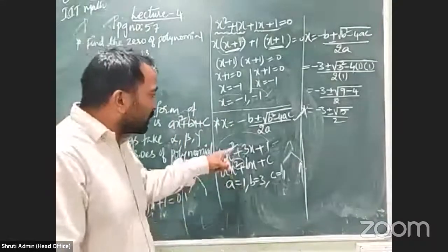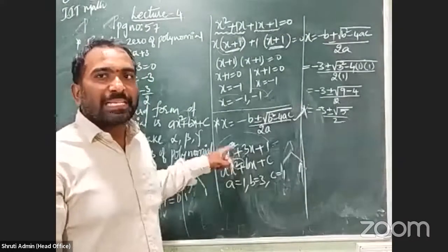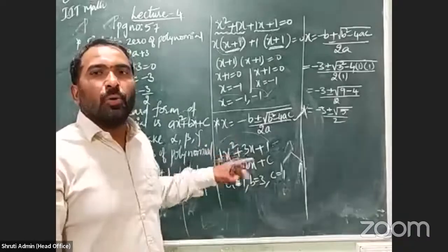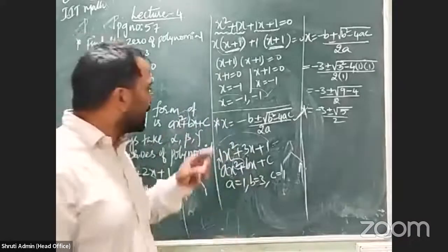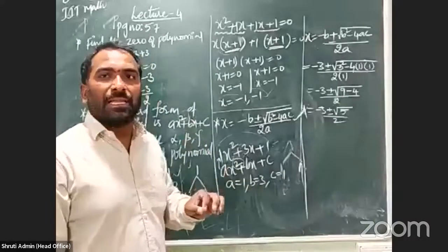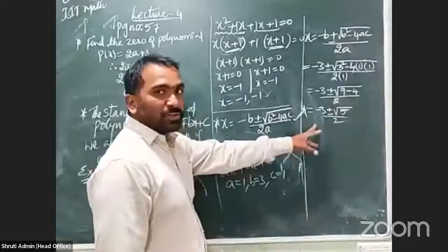Are you following? If suppose x square is there, x square means the degree of this polynomial is 2. As the degree of this polynomial is 2, only 2 zeros exist. If the degree of the polynomial is 3, then 3 zeros will exist. Understand? So here 2 zeros will be possible.